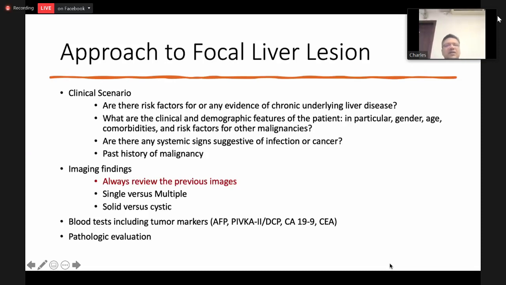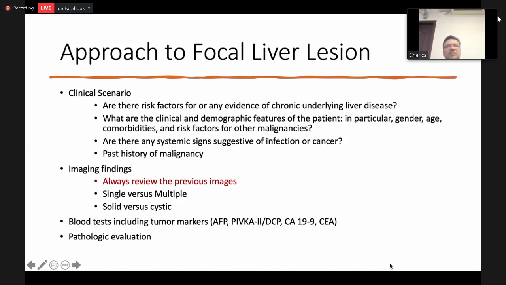And always take a detailed history and look for any prior malignancy. Did the patient have a thyroidectomy? Did he have any breast lump? Did he have any hysterectomy? Always look at the past medical history. The patient may not reveal this to you, but you have to take a detailed history before you go forward. And always, when you look at the imaging, review the previous images.